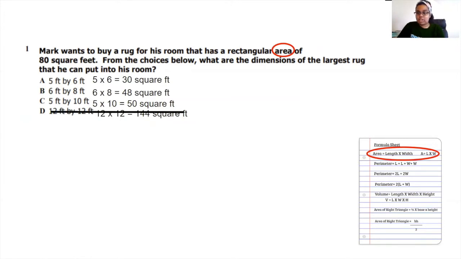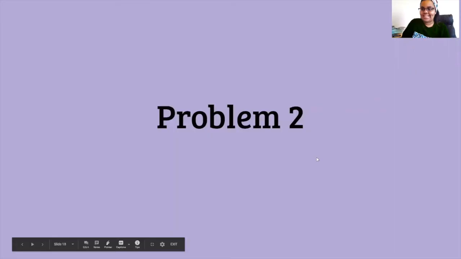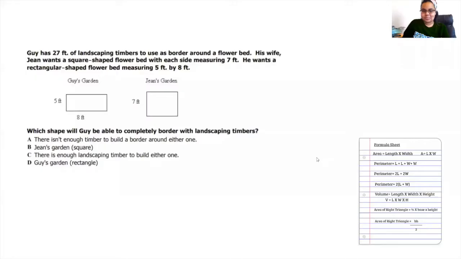He wants to get the largest possible rug that he can. So between 30, 48, and 50, I know that 50 is going to be the largest rug, which means that C is my answer. 50 square feet for that rug, and that's the largest one that he can fit in his room. Let's take a look now at problem 2.